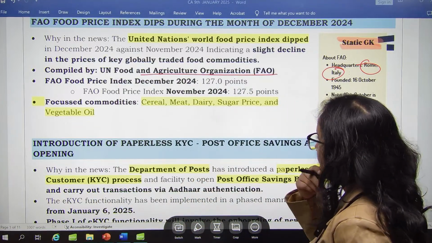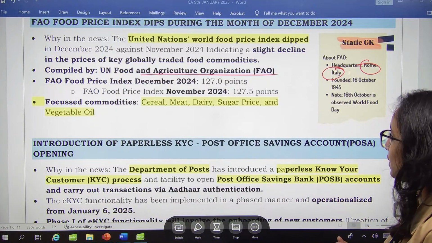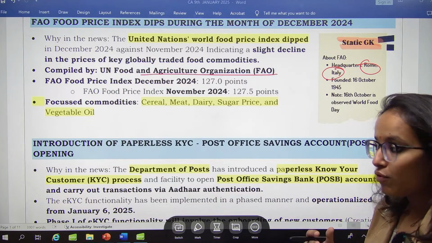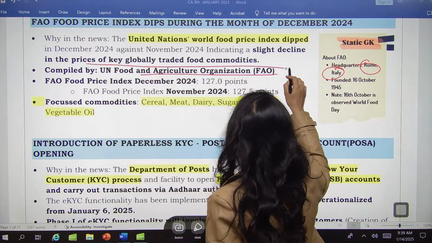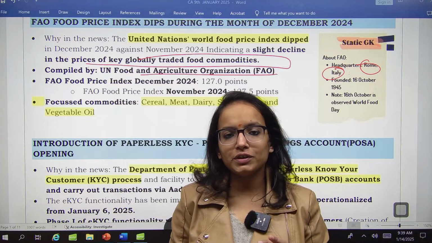Now, this index is compiled and published by the United Nations Food and Agriculture Organization. It says that it has dipped. Since it has dipped, what does it reflect? It reflects that the prices of key globally traded food commodities have declined. These are the food commodities which are traded globally.